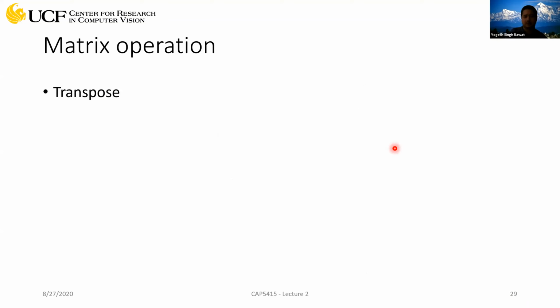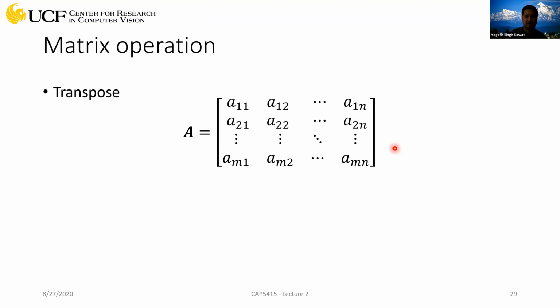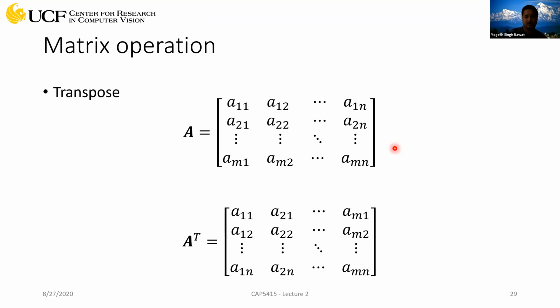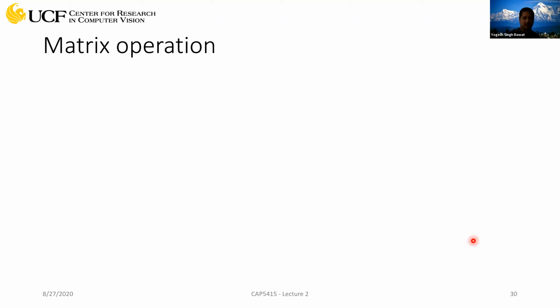Now, transpose: we saw that earlier when we were transposing vectors, but we can also transpose matrices. In a transpose, we have indices i and j in a matrix, and we just interchange them. So this number here will come at this location. Because it's 1, 2, it will come to 2, 1. Similarly, if it's 1, n, it will come to n, 1.